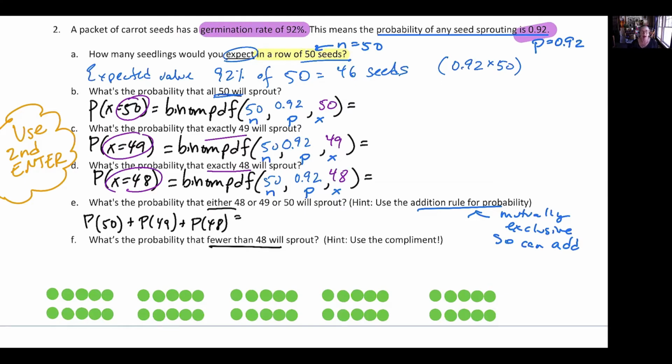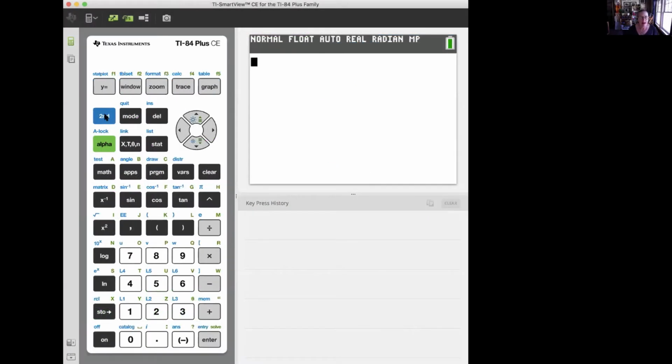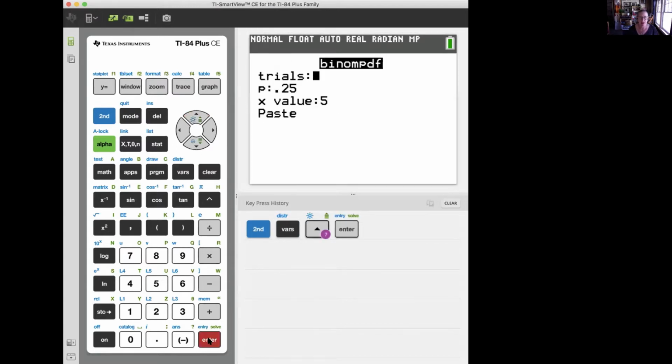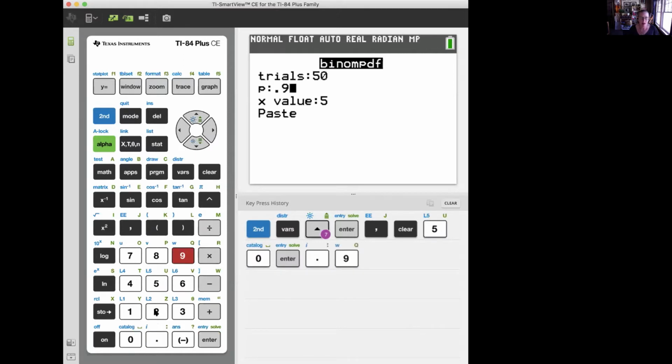Okay, and let's see what that looks like on the calculator. We're using second VARS, and you can remember it's second VARS because that says distribution above. We're going to arrow up to A or 0, and you see it says binompdf. We're going to press enter. If you don't get the menu, if you just get binompdf put on your screen, you're going to enter the same values, but you're going to insert a comma between these values, and the comma is right above the 7 button here. So the number of trials again is 50. The probability of success is 0.92, and the x value we're interested in is 50.